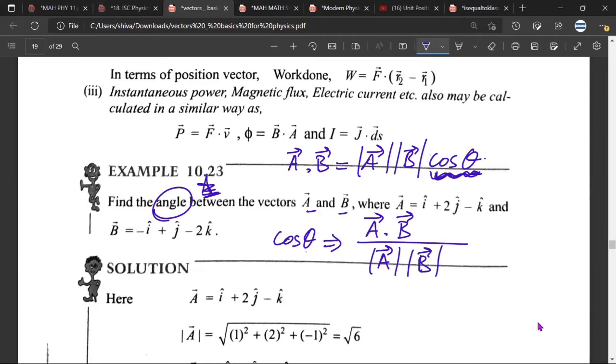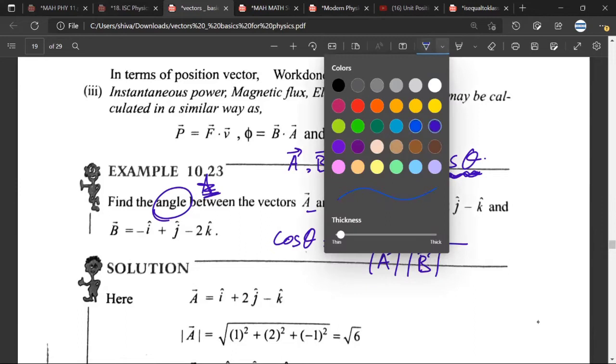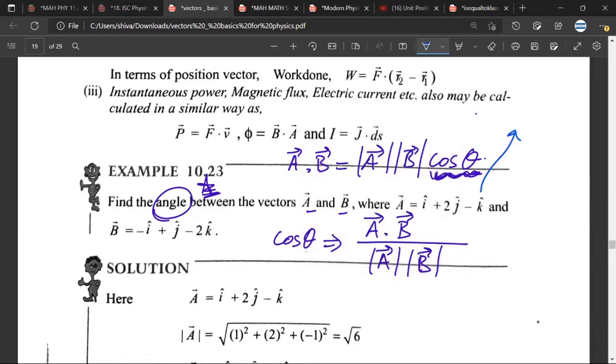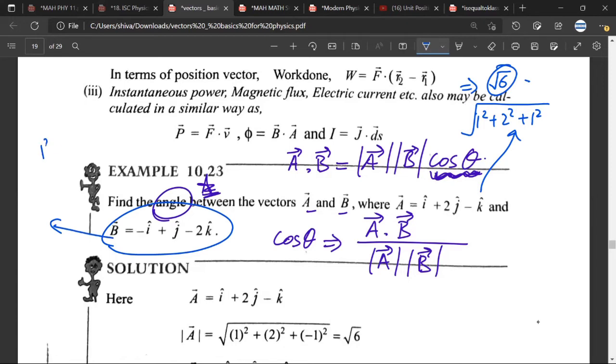Yes. Now, yesterday what we learned was how to find the magnitude of a vector. So the magnitude of this vector would be 1 square plus 2 square plus 1 square. Ms. Avantika, am I clear? Yes, sir. 4 plus 1, 5 plus 1, 6. This is root 6. If I have to find the magnitude of the B vector, this would be 1 square plus 1 square plus 4. This would be 1 plus 1, 2 plus 4, root 6 again. Are we clear, Avantika? Yes, sir.